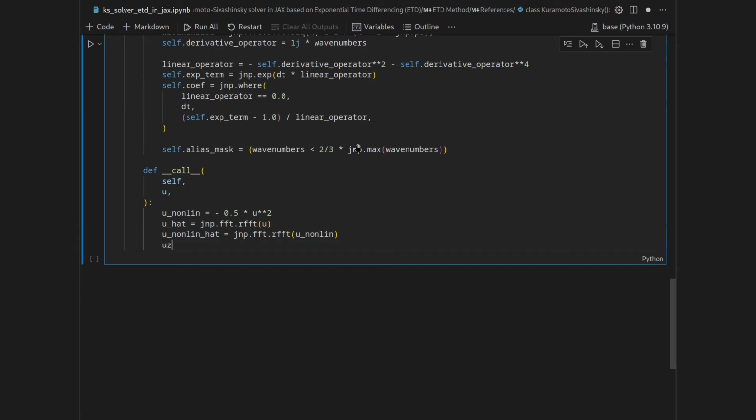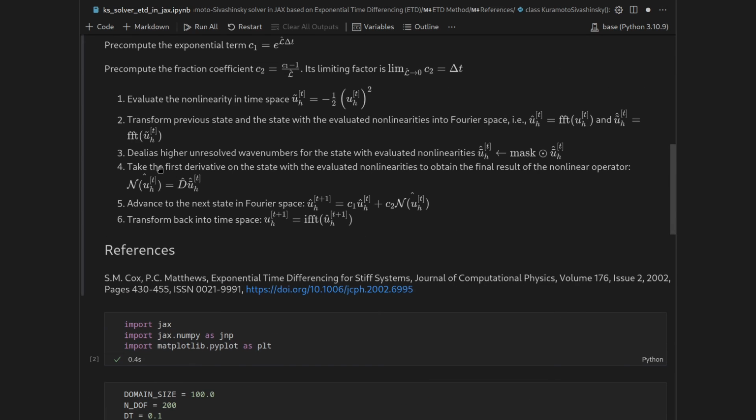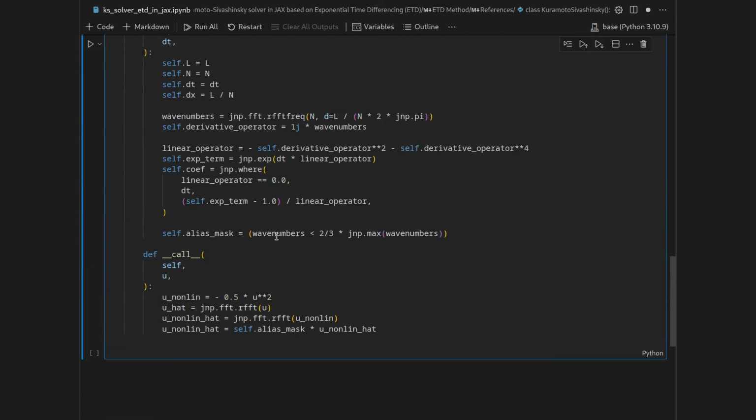So we will just override this array, u_nonlin_hat is self.alias_mask element-wise multiplied with u_nonlin_hat. And then finally, in order to get the nonlinear derivative operator evaluated, we will just take our standard derivative operator and element-wise multiply it with the u_nonlin_hat. So we will get u_nonlin_derivative_hat by taking self.derivative_operator and element-wise multiplying it with u_nonlin_hat.